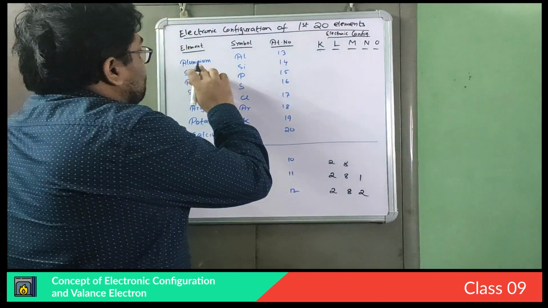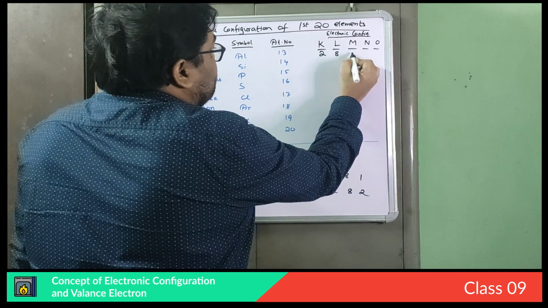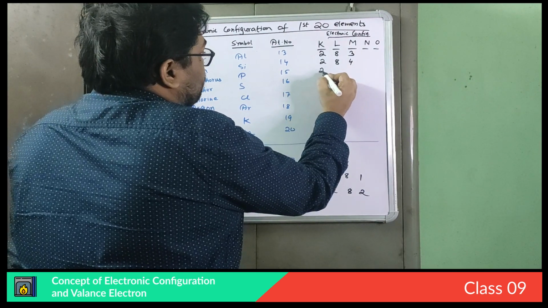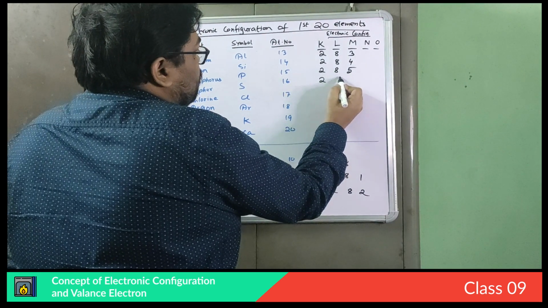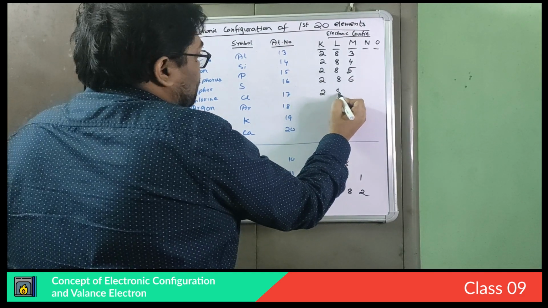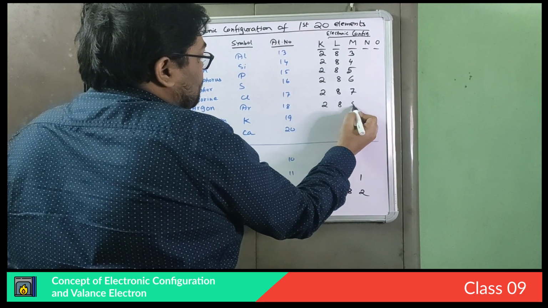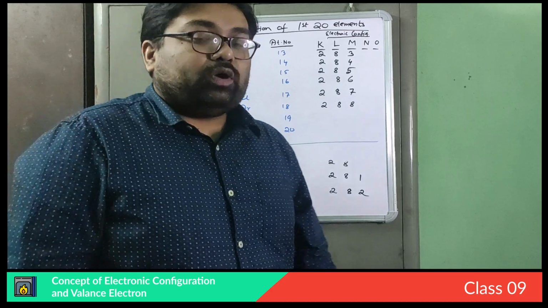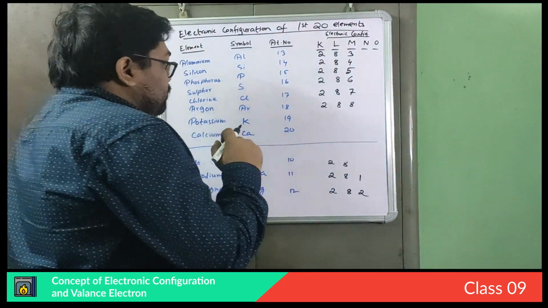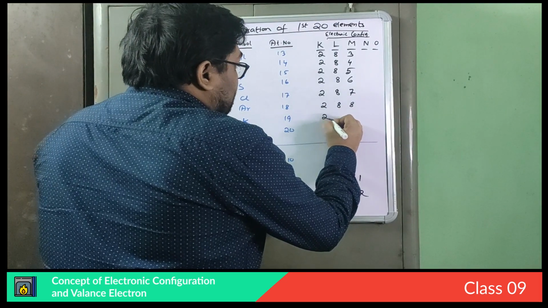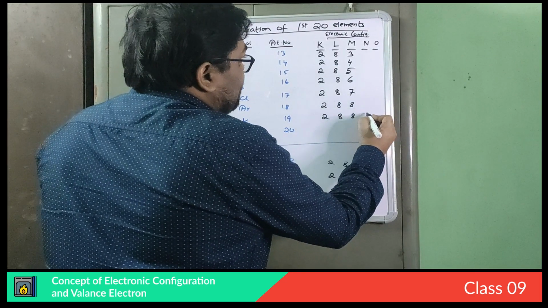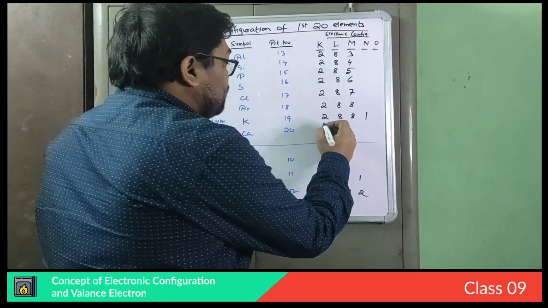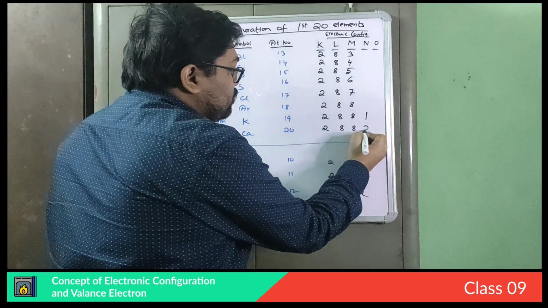Okay. Now aluminium will be 2, 8, 3. For silicon it will be 2, 8, 4, followed by phosphorus, that is 2, 8, 5, then 2, 8, 6, 2, 8, 7, 2, 8, 8. Okay, argon has the electronic configuration of 2, 8, 8 in the M shell. Now a question might arise. I am writing the correct configuration first. Okay, 2, 8, 8, 1. This will be the configuration of potassium, and calcium will be 2, 8, 8, 2.